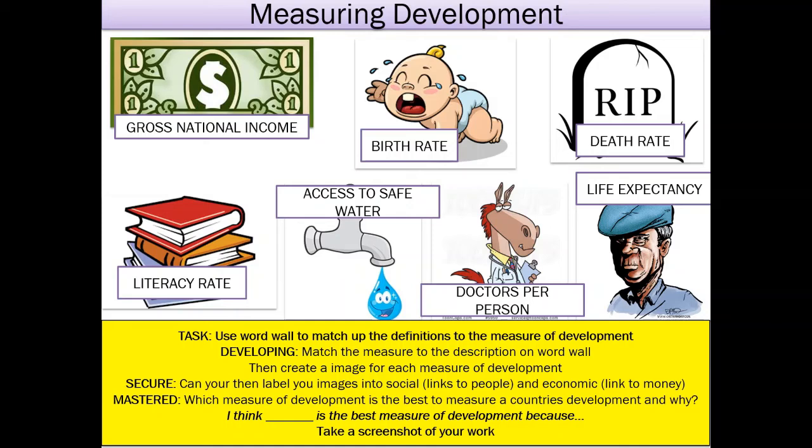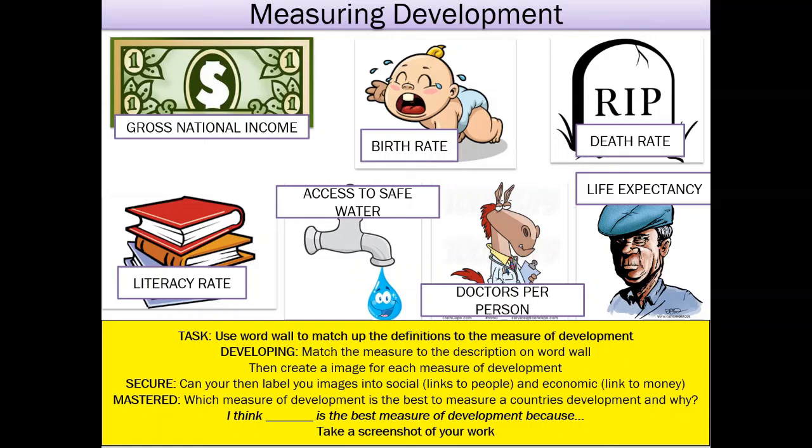Once you've done that for developing task, I want you to then create an image for each measure of development. So that's a picture for each one. So for example, gross national income, you're going to draw some sort of money, okay? For secured, I then want you to label whether it's a social or an economic measure of development, okay? So if it's social, it links to people. If it's economic, it links to money, okay?